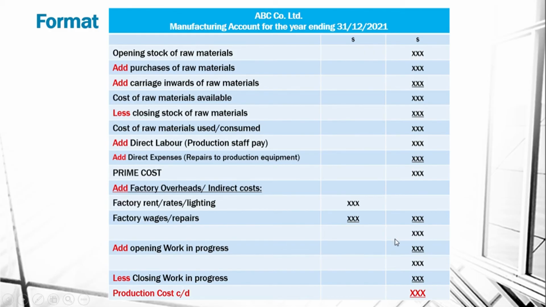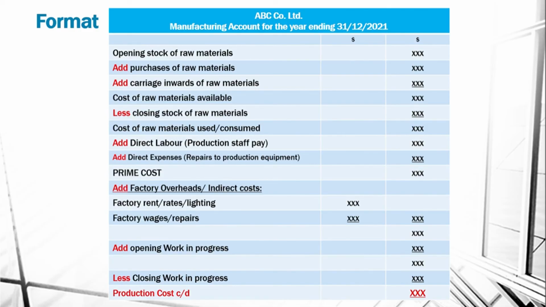So we have to add opening work in progress. You add it and you get this figure, and then you less closing work in progress, and you get this figure now. Then this figure down the bottom here, after your less closing work in progress, is what we call the production cost carried down, or some textbooks will say production cost of goods completed c/d. It's the same thing, production cost. That is what you're getting, and so that's the manufacturing account.